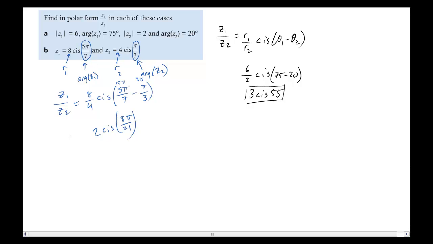Okay, most of your homework tonight is going to be similar to that, just reworking, dealing with the arguments, dealing with multiplication, dealing with division. Again, the whole purpose of this is to prepare us for the theorem that we'll be using next class.